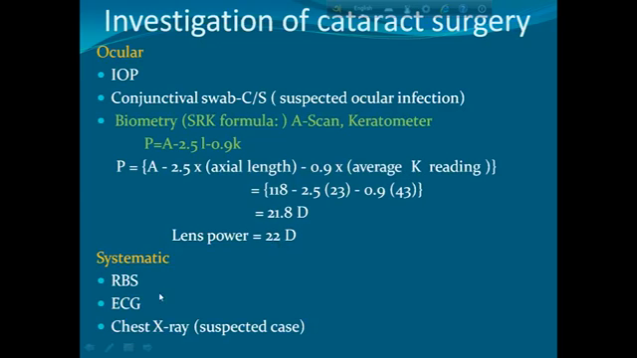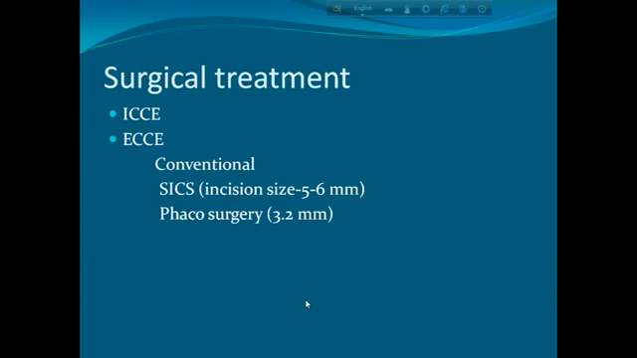And systemic investigations: usually commonly RBS, ECG, and chest X-ray, usually in case of suspected patients. And surgical treatment: non-surgical treatment is very little, and surgical is the main treatment of cataract. Intracapsular cataract extraction and extracapsular cataract extraction.